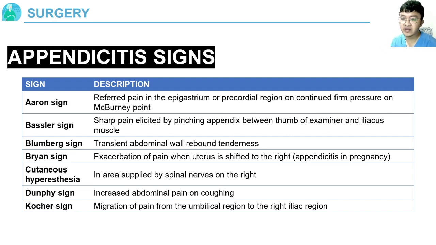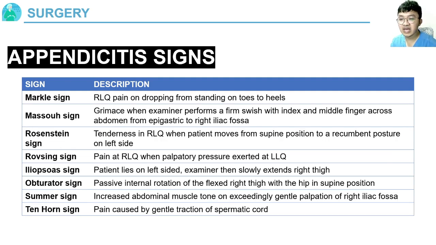Dunphy sign is pain on coughing. Pool sign is migration from the umbilical to the right iliac region. Markle sign, or what we call the jar sign, is when you have the patient drop from the toes to the heels, causing the patient's body to rock and the heel to hit the floor, causing a referred pain to the right lower quadrant. Masso sign is when you perform a firm swish. Rosenstein sign is when you have the patient move from supine position to recumbent posture on the left side. Rovsing sign is when you palpate the left lower quadrant and there's pain in the right lower quadrant.